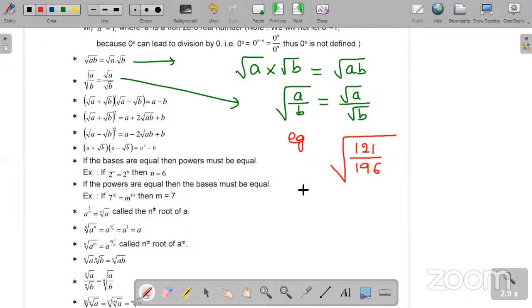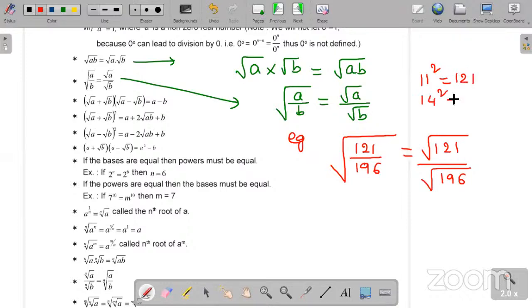What will be your answer? So using this formula, this can be written as square root of 121 by square root of 196. My dear students, remember 121 is 11 square, and 196 is 14 square. That means square root of 121 is 11 and square root of 196 is 14. So the answer is 11 by 14. I hope it's very clear to you.